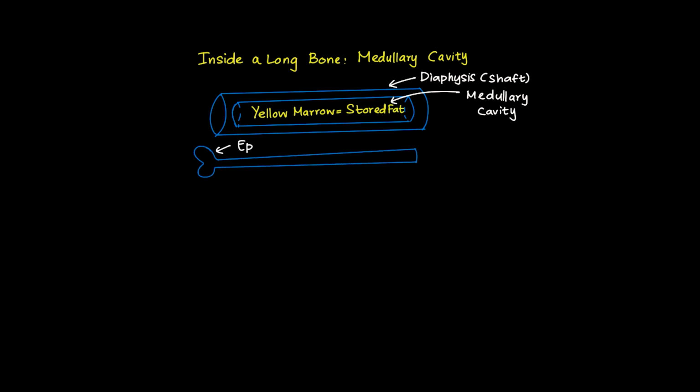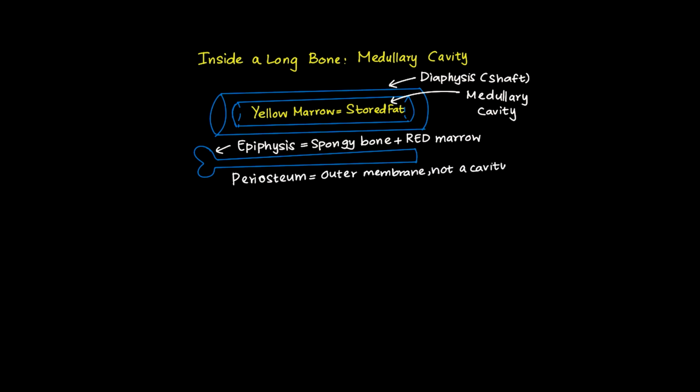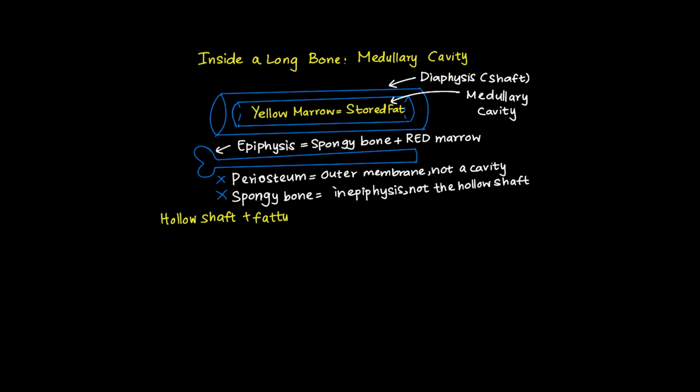Now, the epiphysis is the wide end of the bone, and it contains spongy bone with red marrow. That's where blood cells get made. The periosteum is the membrane on the outside of the bone. It's not hollow, and it doesn't store marrow. Spongy bone with trabeculae sits inside the epiphyses, not in the hollow shaft. So when you read hollow central portion of the shaft and fatty substance, that's medullary cavity plus yellow marrow, period.